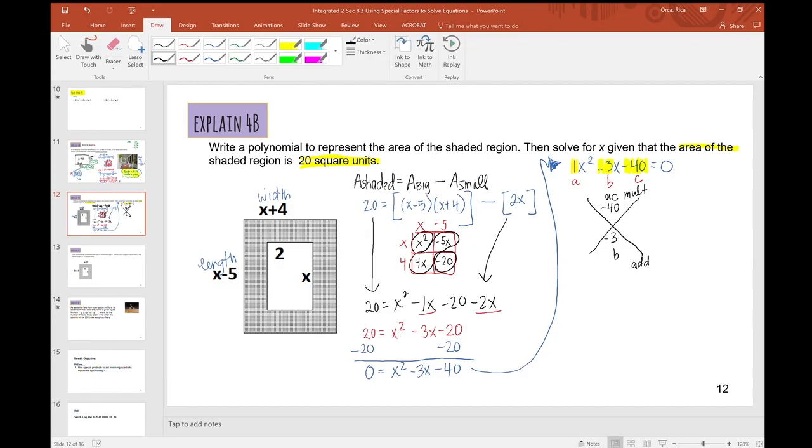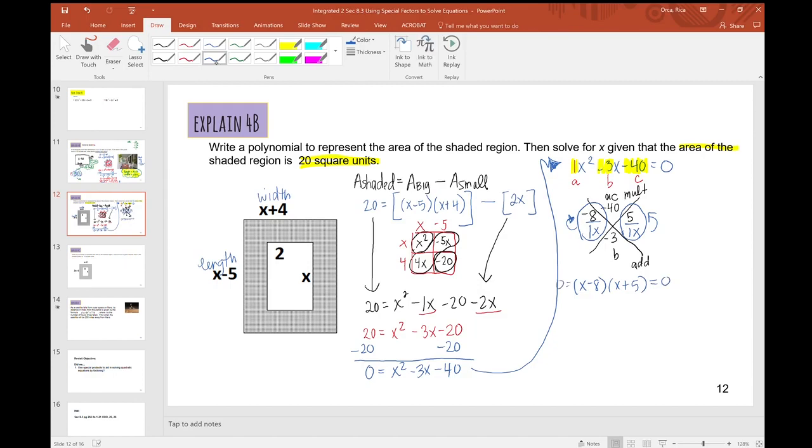So the two numbers that will multiply to negative 40 but will add up to negative 3 are negative 8 and 5. Now take those numbers and divide by a. A is 1. And don't forget to put the x's at the bottom. Okay, now let's write out our factors. X minus 8 times x plus 5 equals 0.